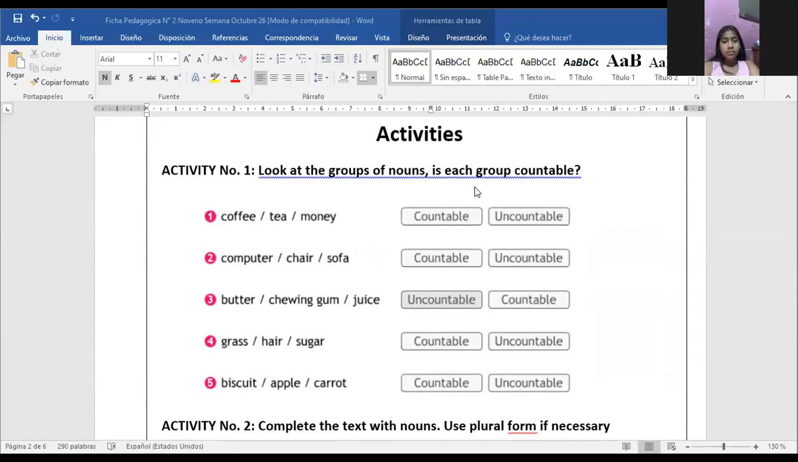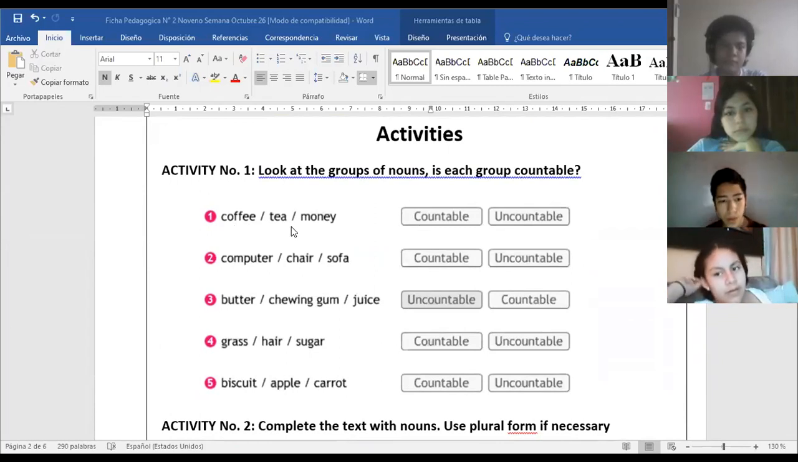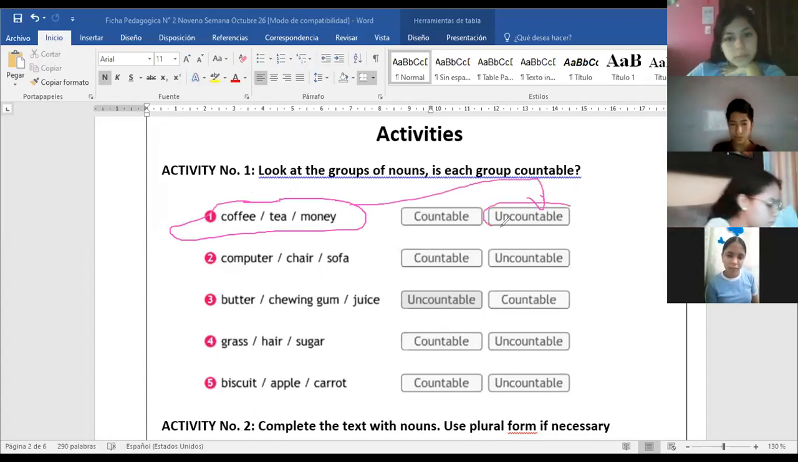Look at the groups of nouns. Is each group countable or uncountable? All right, let's do it. Mr. Pico, Manuel Pico. This is coffee, tea, money. Is it countable or uncountable? Remember, coffee, tea, or money? Uncountable. Thank you. It is uncountable. So you have to circle uncountable. Very good. Okay.